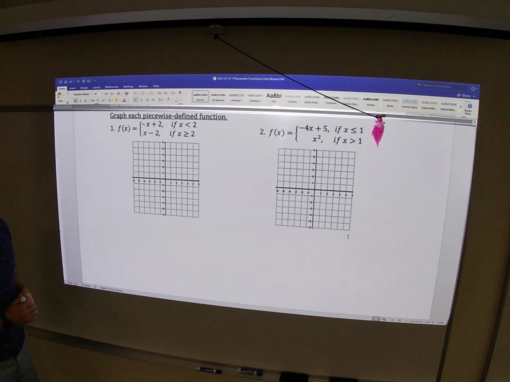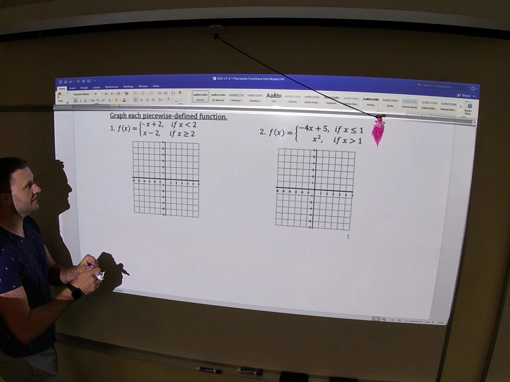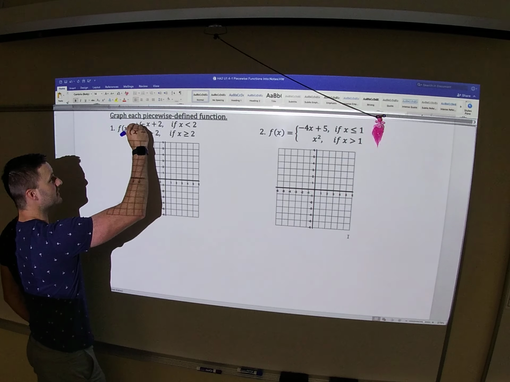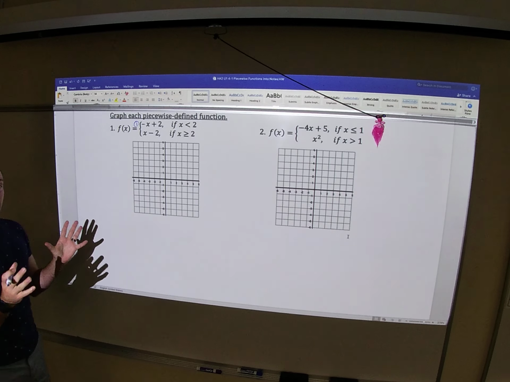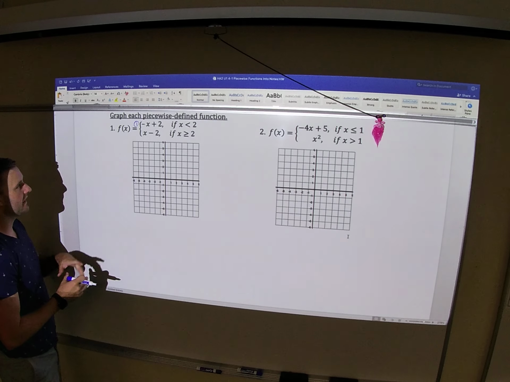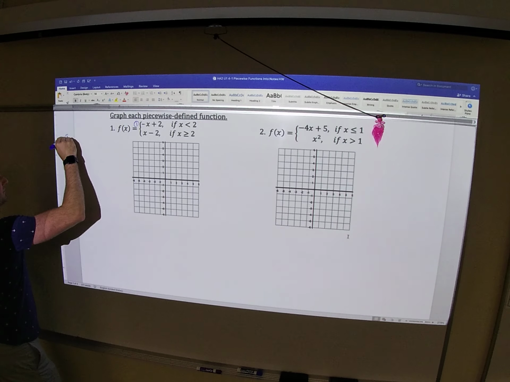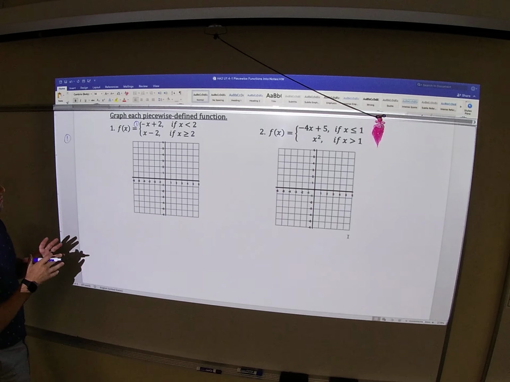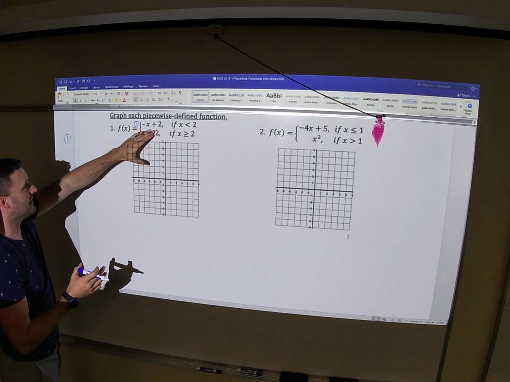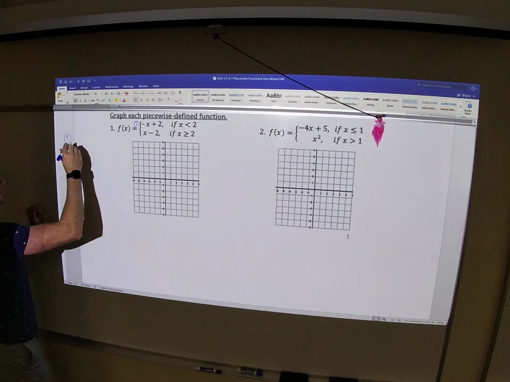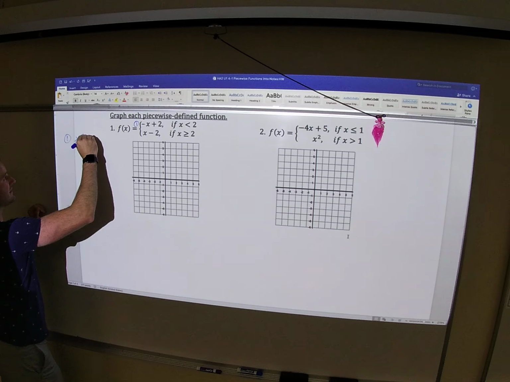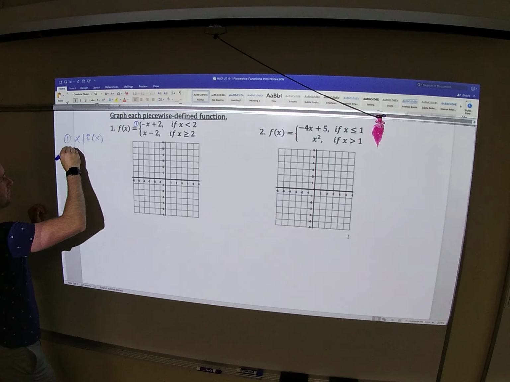Let's take a look at number 1. What I'm going to do is label these as piece 1, piece 2. So here is my first piece. I'm going to use blue to represent that first piece, and then I'll use purple to represent the second piece. So table 1 for piece 1. We're going to make a table with x and f of x.